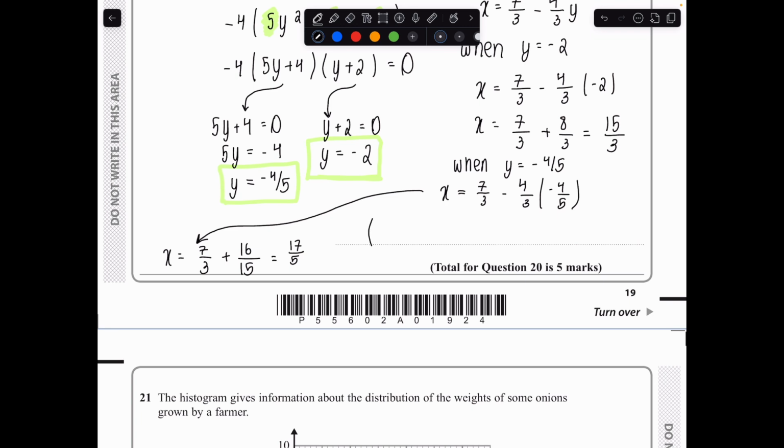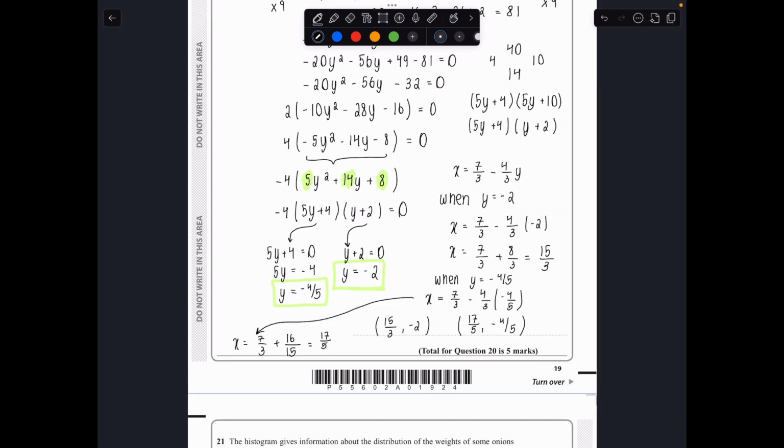So when x is equal to 15 over 3, y is equal to minus 2, and the only other solution is when x is equal to 17 over 5, y is equal to minus 4 over 5. Something to also bear in mind here is 15 over 3 is the same as just writing 5.